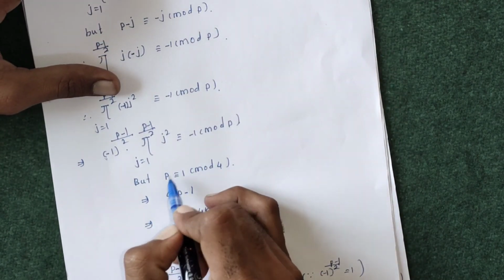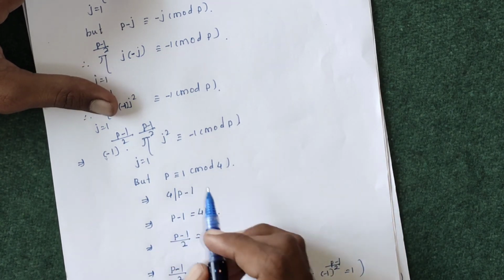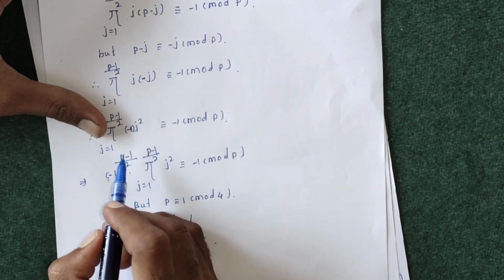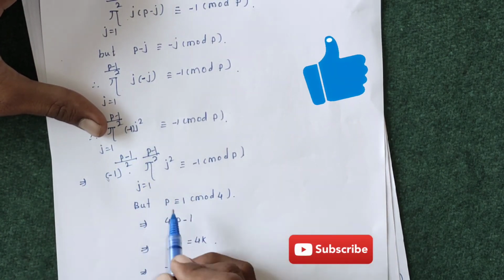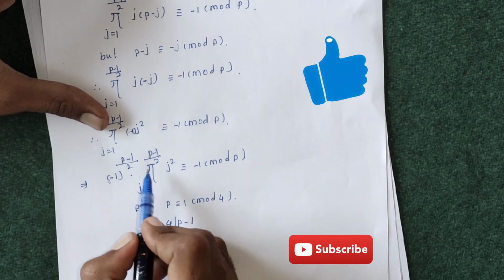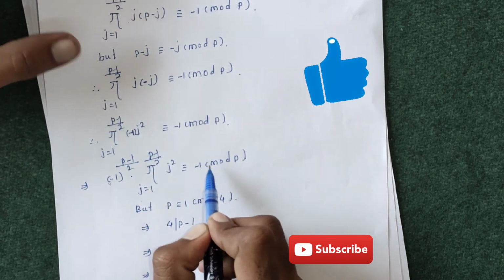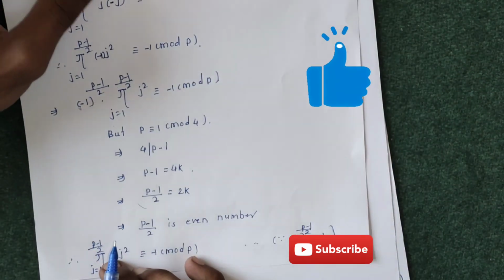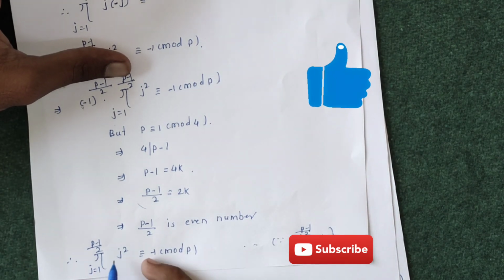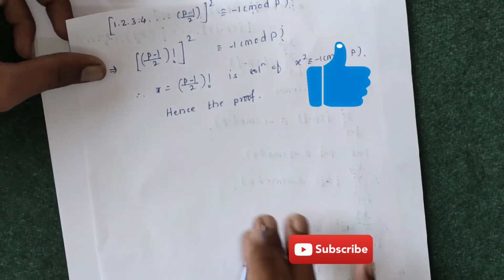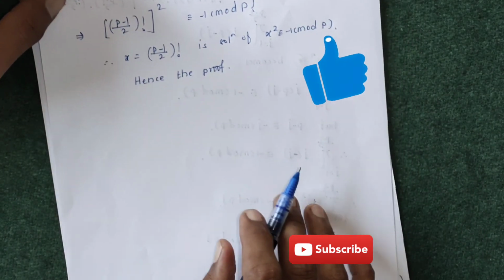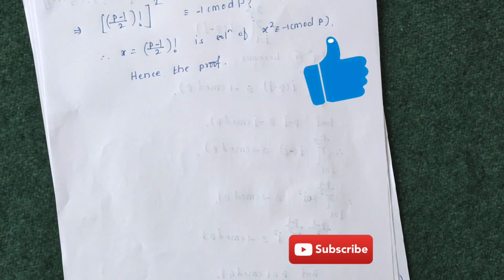But we have p congruent to 1 mod 4, so using the definition of congruence and divisibility, we can write (p-1)/2 is an even number, and if (p-1)/2 is an even number, then we get -1 raised to this even number is +1. So we can write the product of j running from 1 to (p-1)/2 of j squared is congruent to -1 modulo p. Now expanding this product, we can write ((p-1)/2)! squared is congruent to -1 mod p. So x equal to ((p-1)/2)! is the solution of x squared congruent to -1 mod p, hence the proof of this theorem.